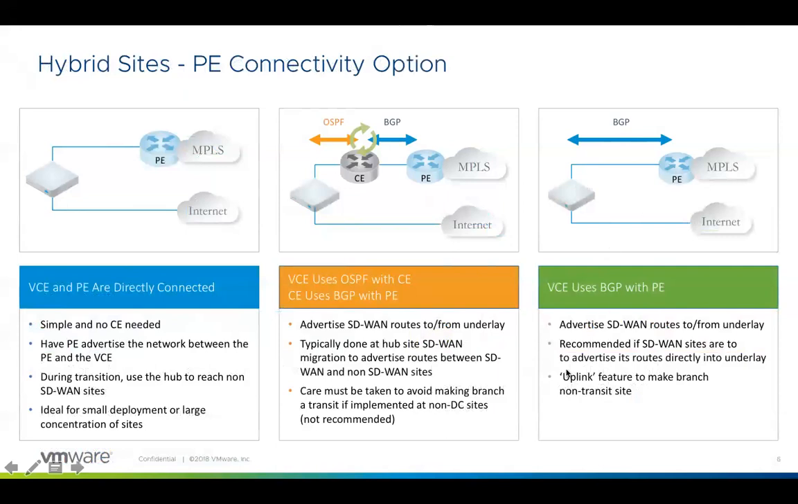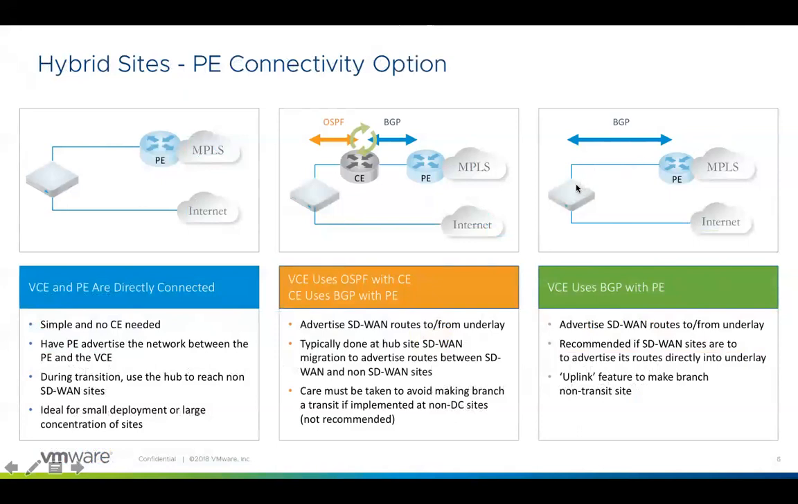And we built a feature called the uplink feature, to mark the BGP neighbor as an uplink, so that we do not redistribute routes learned from MPLS into the overlay, and we also don't redistribute routes we learn from SD-WAN into BGP, into this BGP session here, which we marked as uplink. And that's there to prevent the branch from becoming a transit.